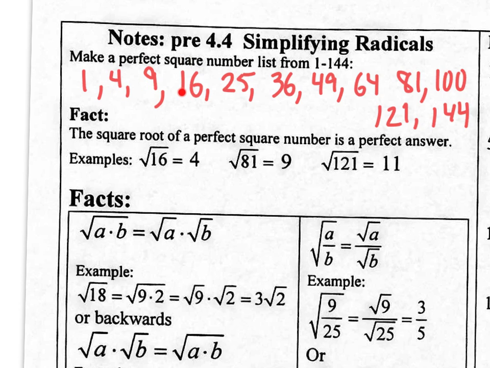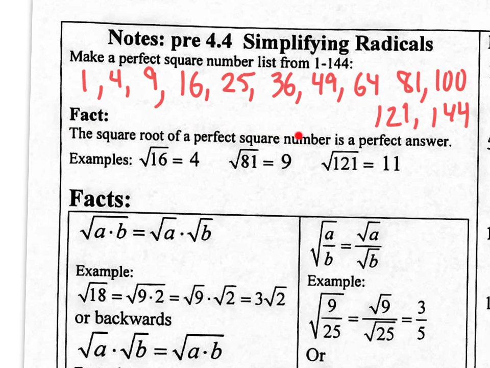4 squared is 16. 5 squared is 25. 6 times 6, 7 times 7, 8 times 8, 9 times 9, and so on and so on. That's why these are called perfect square numbers, because they came from squaring a number. Everybody agree with that? Everybody remember that? Good. So this is a very important fact right here.